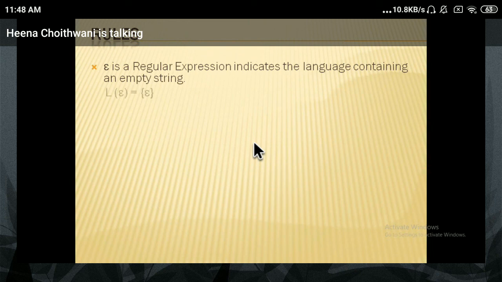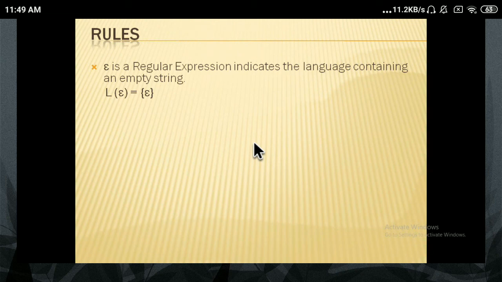My second rule says, if your language has only epsilon, this will be a regular set. Is it okay? Language only containing epsilon, my regular set will have only epsilon. Is it okay?